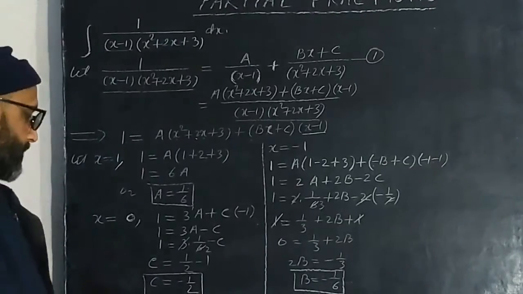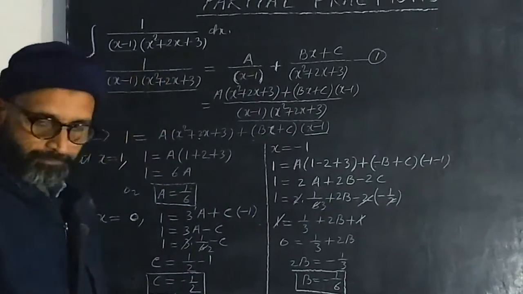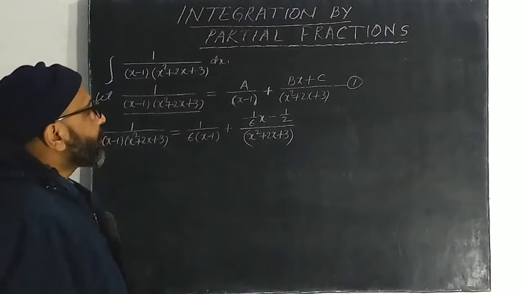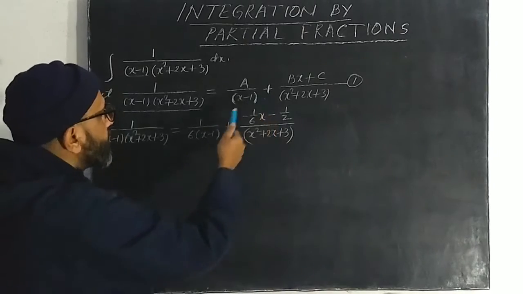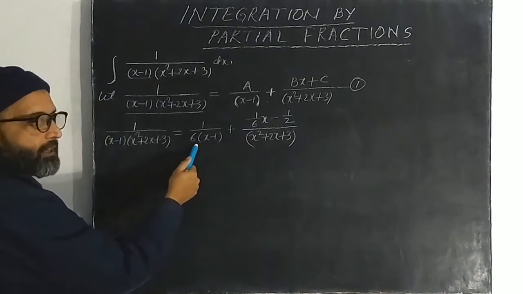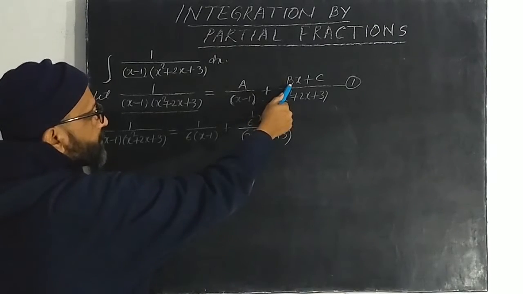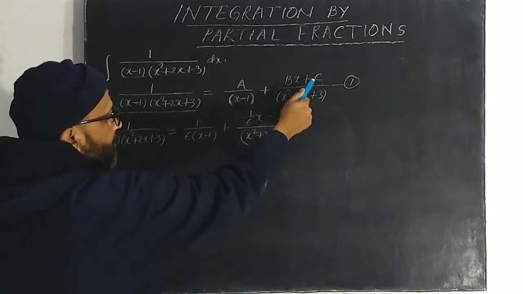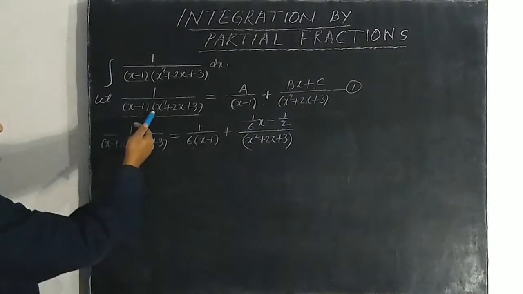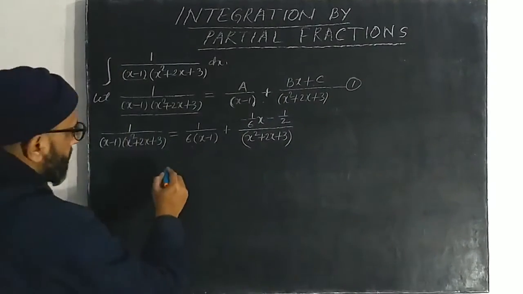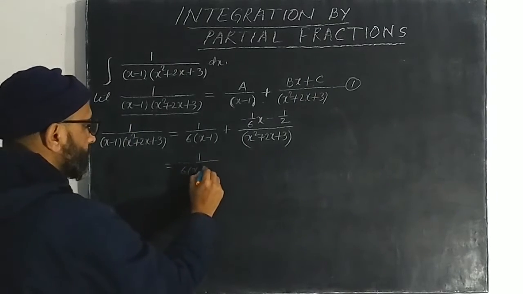Putting these values in equation number 1, we have to proceed now. Now substituting the values of a, b and c obtained here in this expression, we get 1 upon 6(x minus 1) plus (minus 1 upon 6x plus minus 1 upon 2) upon x square plus 2x plus 3 on the right hand side, and on the left hand side the same expression. So we have to simplify it a little bit.